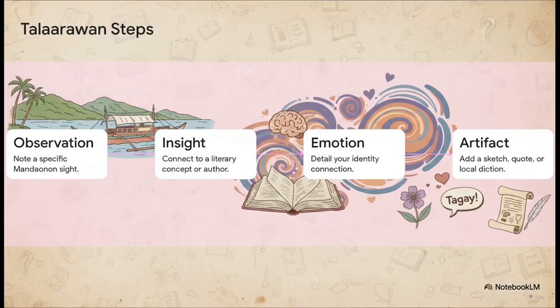Every great entry you write is going to follow a simple 4-step rhythm. Step 1, observation. Start with this specific Mandaon site. Step 2 is textual insight. You connect that site to a literary concept or an author we've discussed. Step 3 is your emotional response. Explain how this scene connects to your identity. And Step 4 is the artifact. Include a quick sketch, a quote, or an example of local diction. This rhythm guarantees deep personal reflection while keeping it academically sharp.